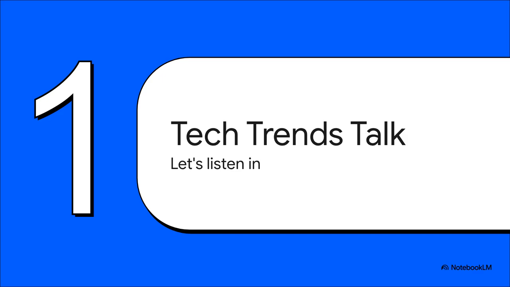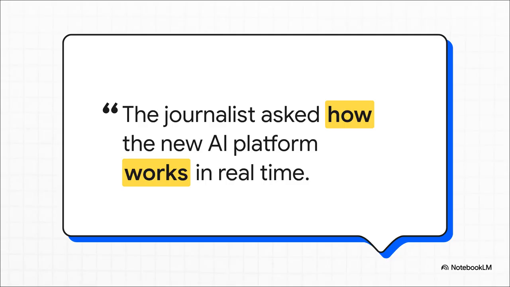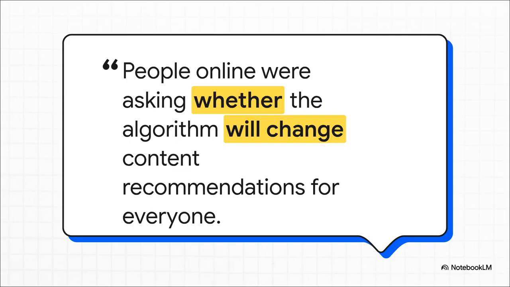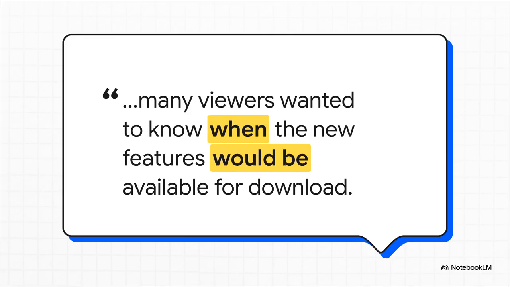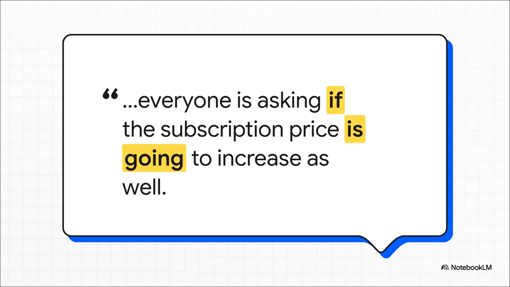Let's do it. The journalist asked how the new AI platform works in real time. People online were asking whether the algorithm will change content recommendations for everyone. Someone also asked why the update wasn't released earlier. Many viewers wanted to know when the new features would be available for download. Everyone is asking if the subscription price is going to increase as well.